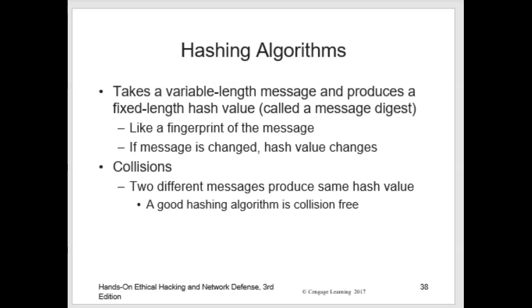So in a sense, a hashing algorithm is like a fingerprint of a message, right? Two different messages producing the same hash value is super rare, right? But it's possible, and that's called a collision. Therefore, a good hashing algorithm is one that is resistant to collisions.